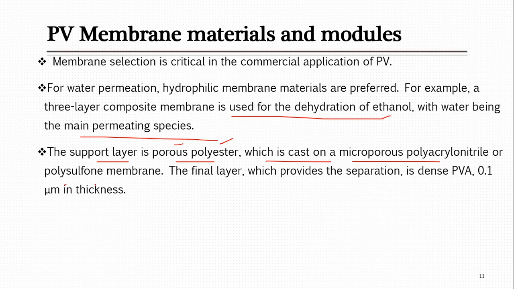polyacrylonitrile or polysulfone membrane. This is the second layer, polyacrylonitrile or polysulfone, and again this is microporous. So overall it seems this will contain larger pores as compared to this. This layer will contain small pores, and then there is the final layer which provides the separation, that is the active layer, and that is dense PVA, polyvinyl alcohol.